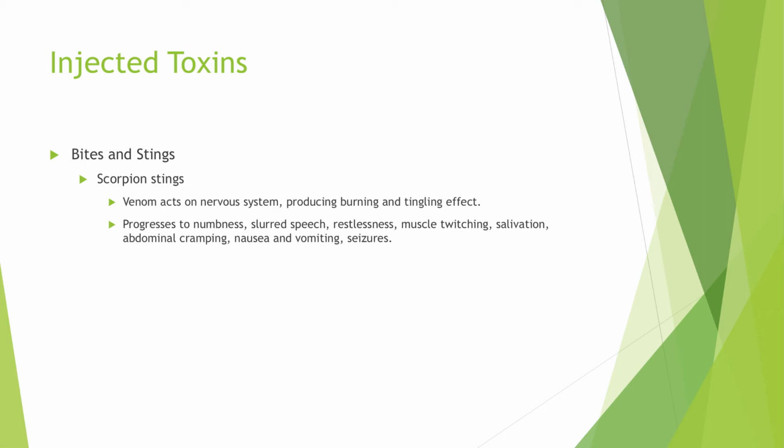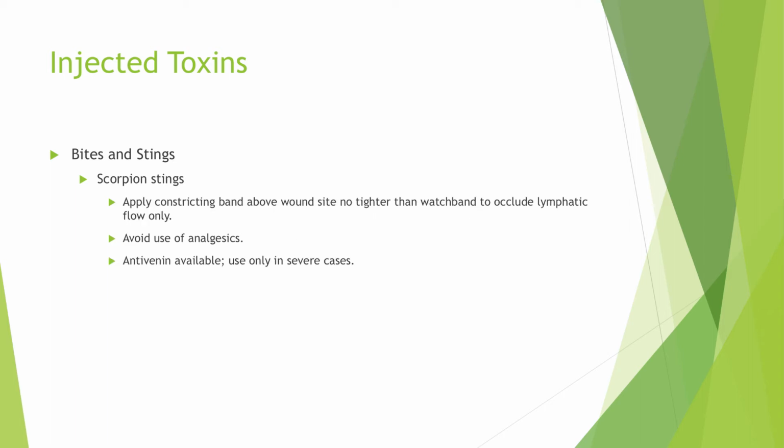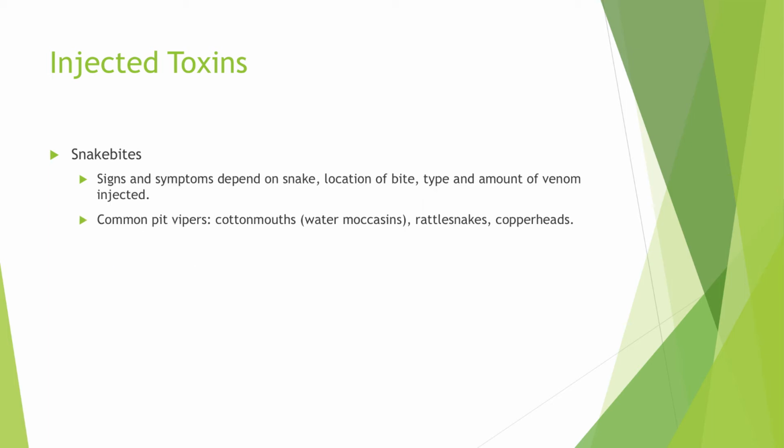Its venom is a nervous system problem, so it produces burning and tingling throughout. The numbness, slurred speech, restlessness, muscle twitching, it progresses into some of that. It could actually go into seizures eventually. So you want to put a constricting band above the wound site, no tighter than a watch band, to occlude lymphatic flow only. Avoid using any kind of painkillers, and there is an anti-venom available, but you have to get to a poison control center once again to take care of that.